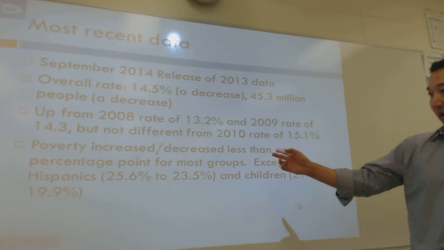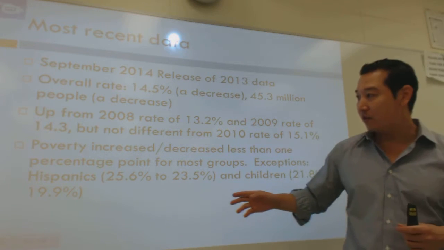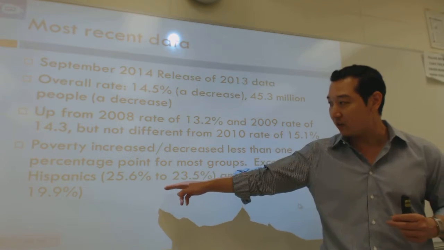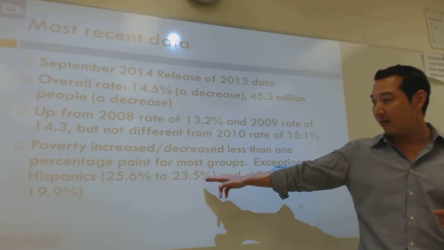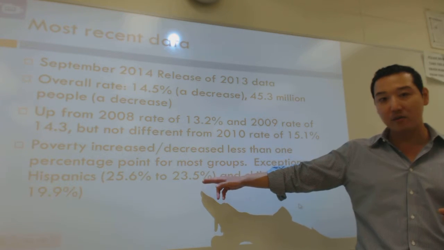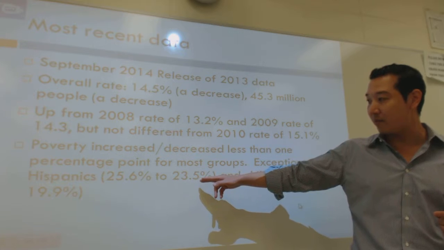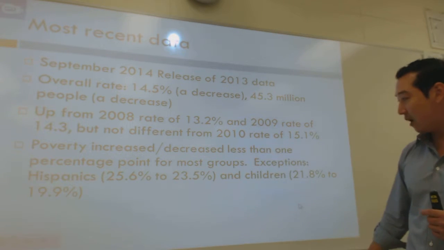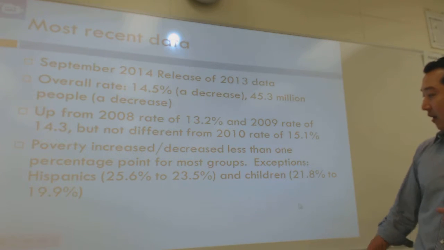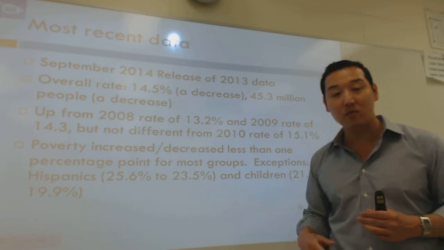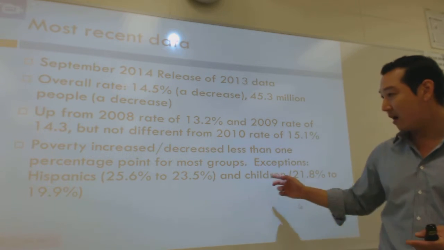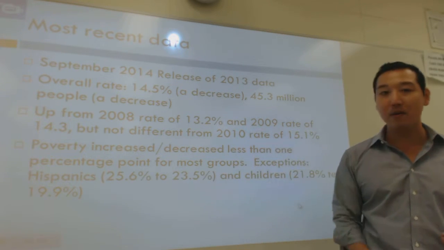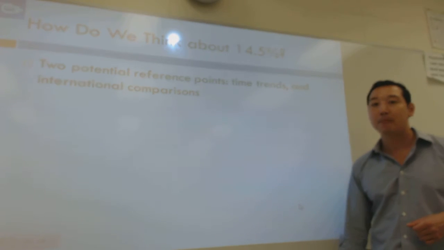difference. And so I'm noting here Hispanics. So for 2012, the poverty rate for Hispanics was 25.6%. That's decreased more than 2 percentage points down to 23.5%. That's also good news. And we have some other good news in terms of poverty rates for kids. So 2012, that was 21.8%, and we're down almost 2 percentage points, down to 19.9%.